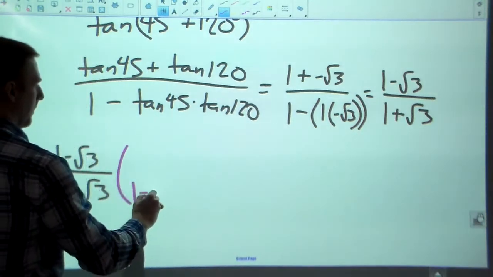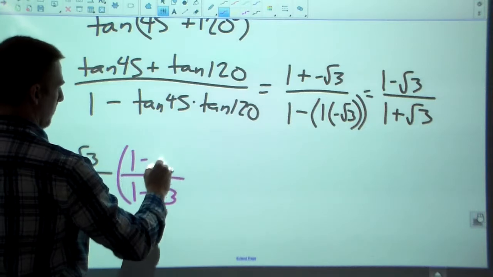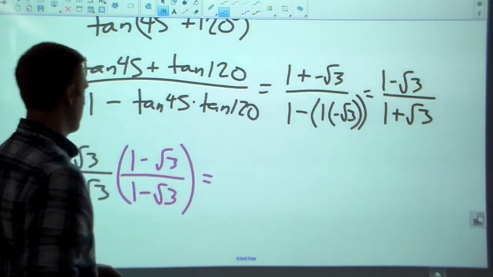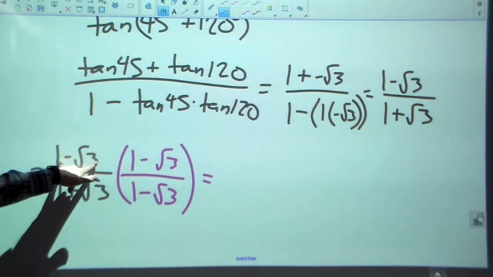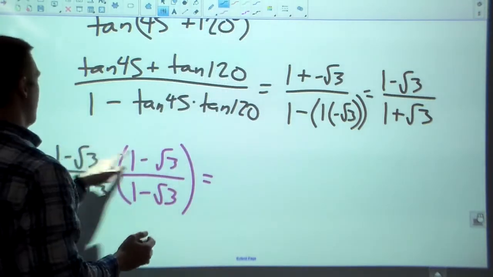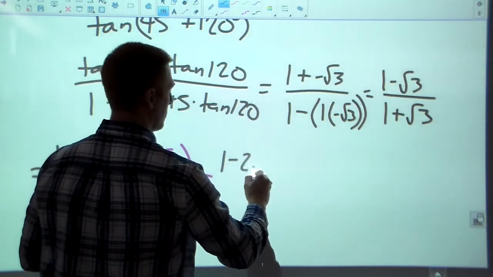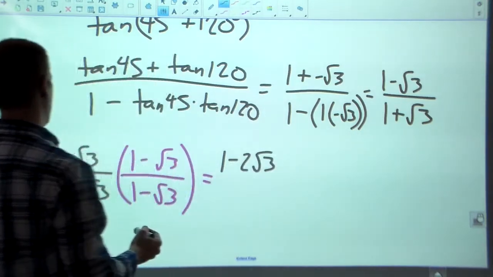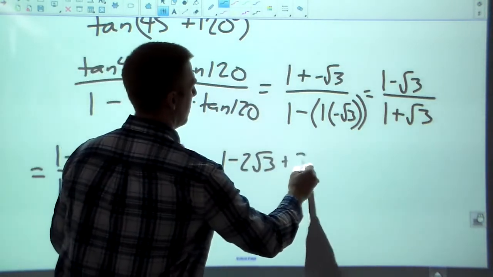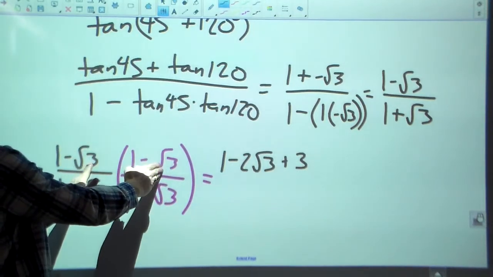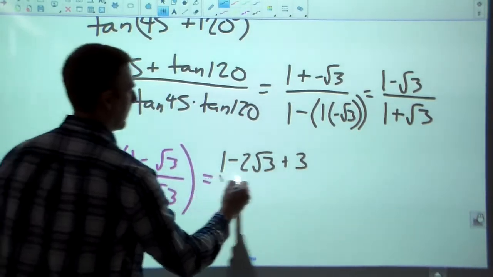It's 1 minus the square root of 3 over 1 minus the square root of 3. I said it backwards from the way I wrote it. But let's multiply things out. So 1 times 1 is 1. We're going to have minus 2 square roots of 3. And finally, we're going to have plus 3. Two negatives make a plus. Square root of 3 times itself is just 3.